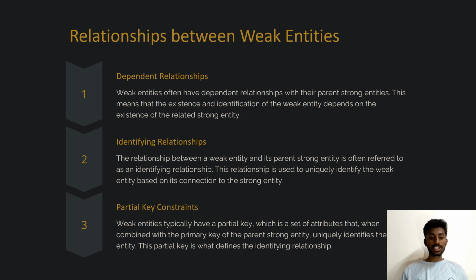Weak entity partial key constraints. Weak entities typically have a partial key, which is a set of attributes that, when combined with the primary key of the parent strong entity, uniquely identifies the weak entity. So this partial key is what defines the entity relationship.